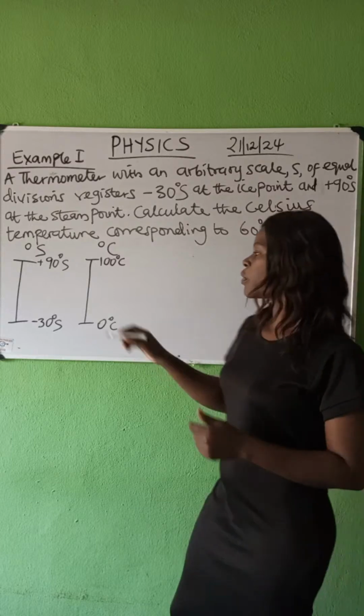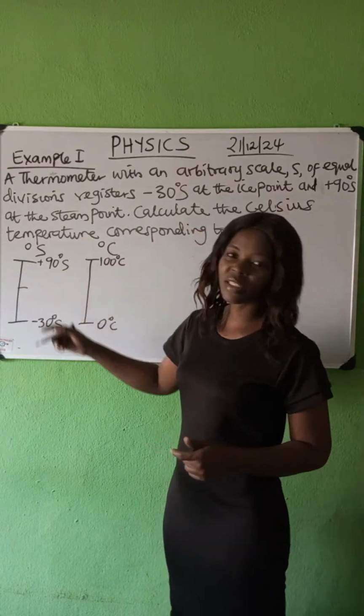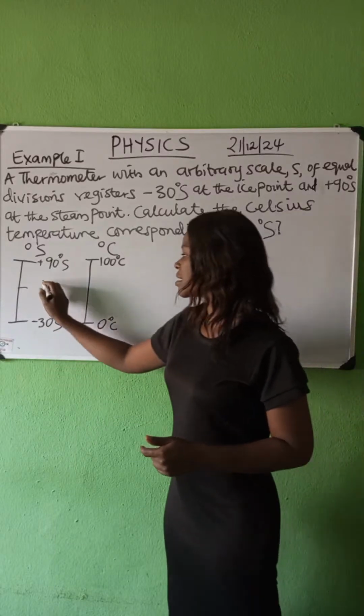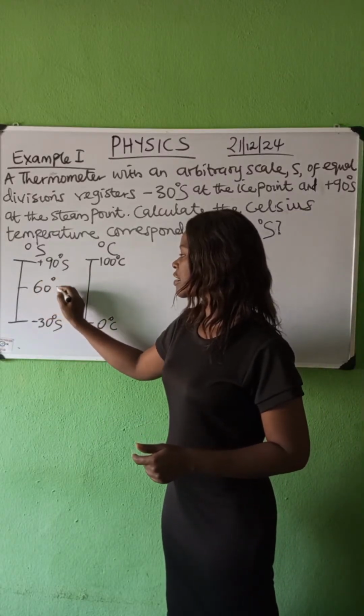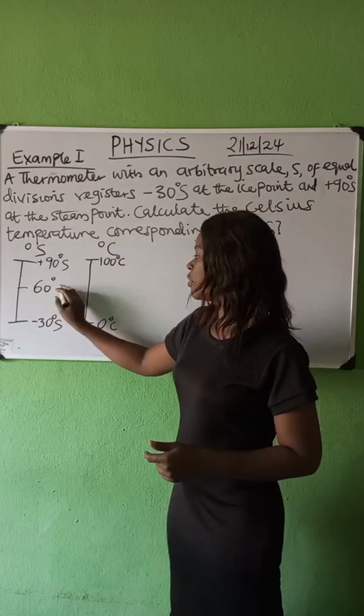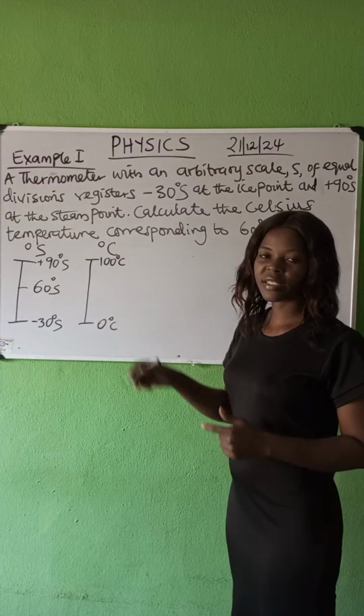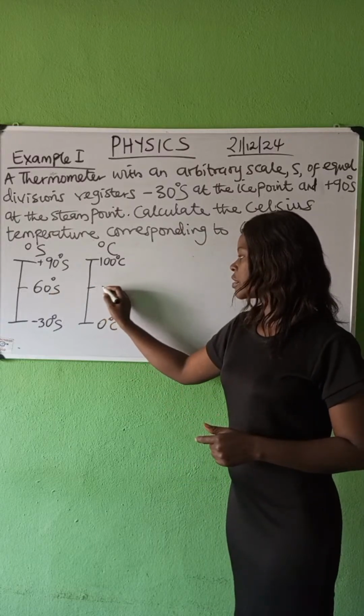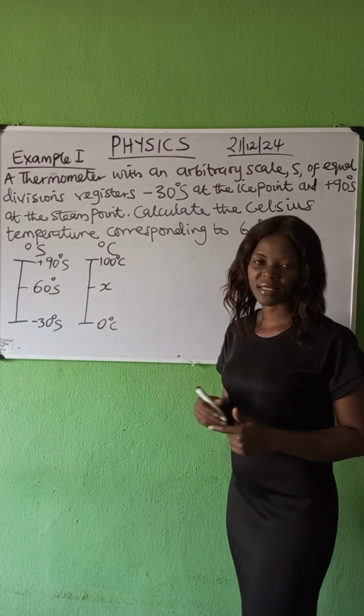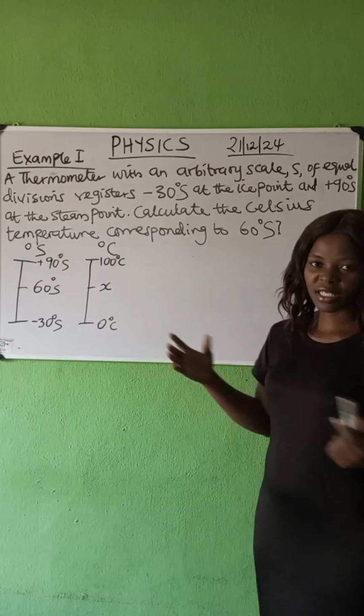Now, they've given us the fundamental interval of this thermometer as 60 degrees X. Okay? Now, we are looking for the equivalent on this Celsius scale. So we are looking for this. I can call it X. Do you understand what I just explained?